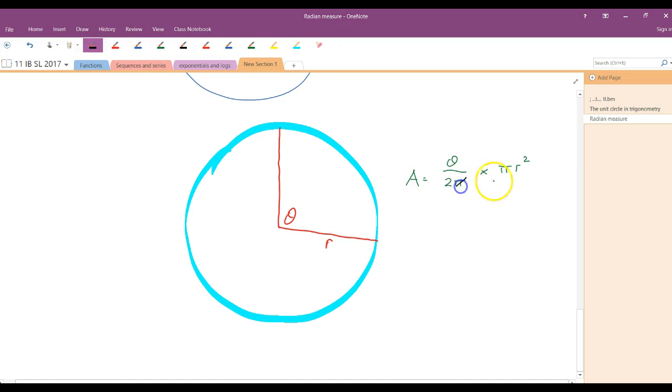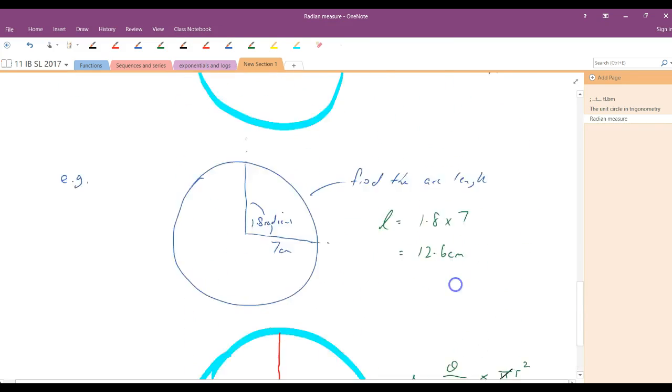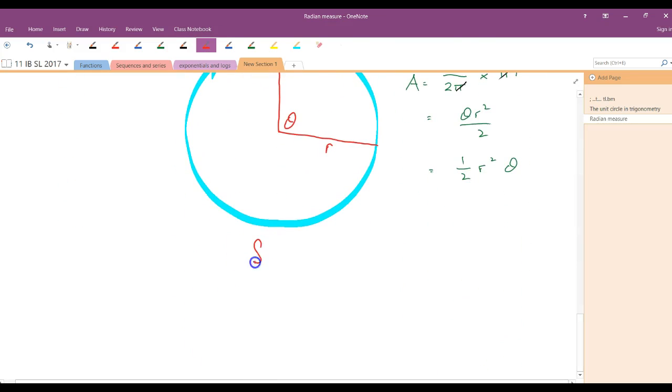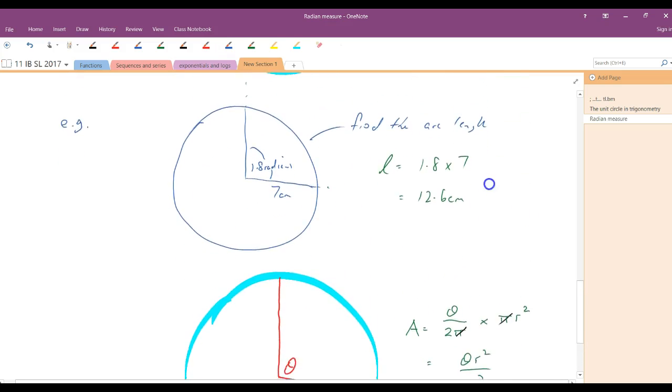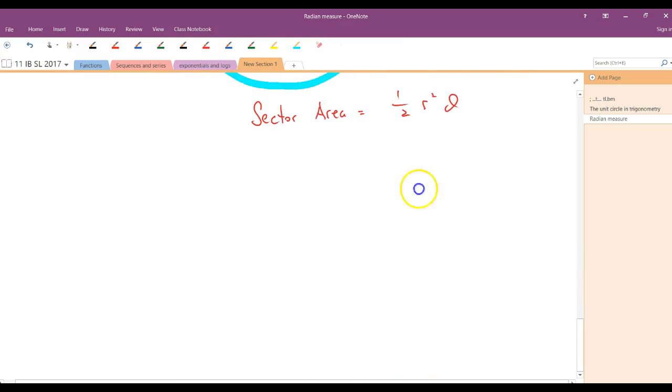And the lovely thing here is, look at those pi's go. So we're left with theta r squared over 2, or, as we like to write it, a half r squared theta. Look at that. Beautiful. So my sector area is equal to 1/2 r squared theta, r radius, theta in radians. Sector area equals 1/2 r squared theta. Up here, arc length equals r theta. A couple of really nice little formulas to use.